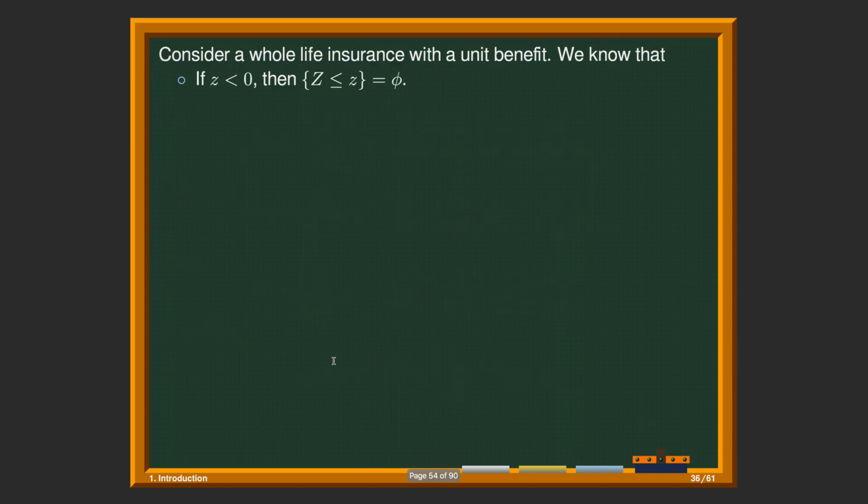Okay? Now, let's try to relate the random variable Z and the random variable T. So again, in these particular slides, we assume that the insurances are payable at the moment of death because we're dealing with T. So consider a whole life insurance. Of course, we know that Z cannot be less than 0.